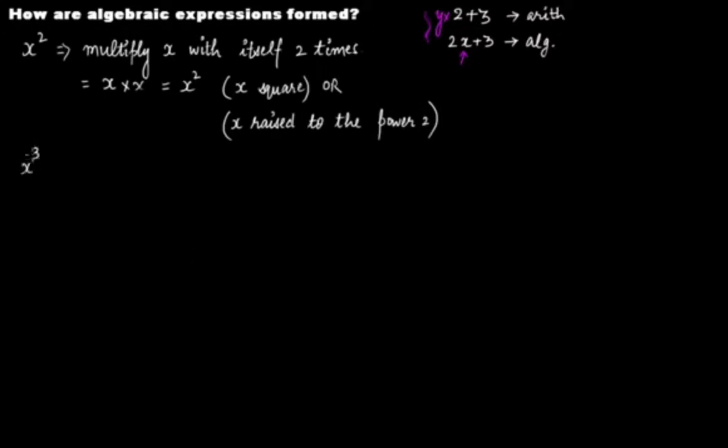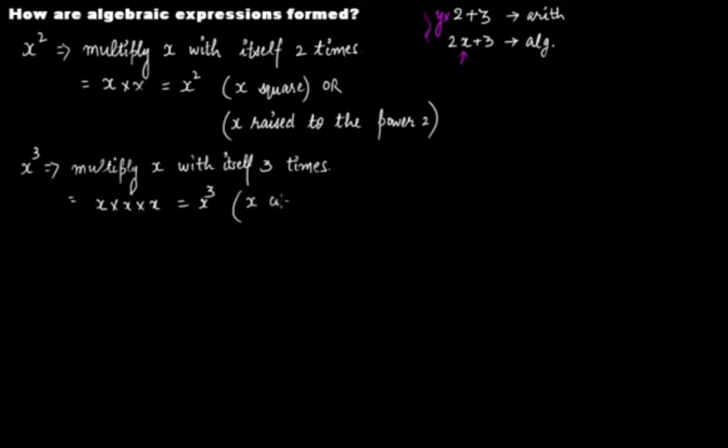Similarly, x cube is formed by multiplying x with itself, or x with x, 3 times. So x times x times x. And what do you get? x cube. What do we say? We say x cube or x raised to the power 3.